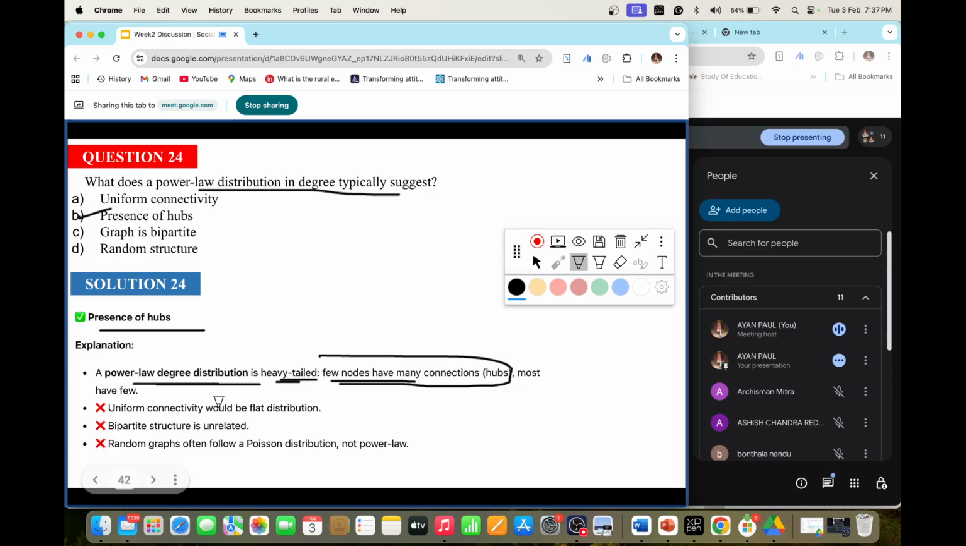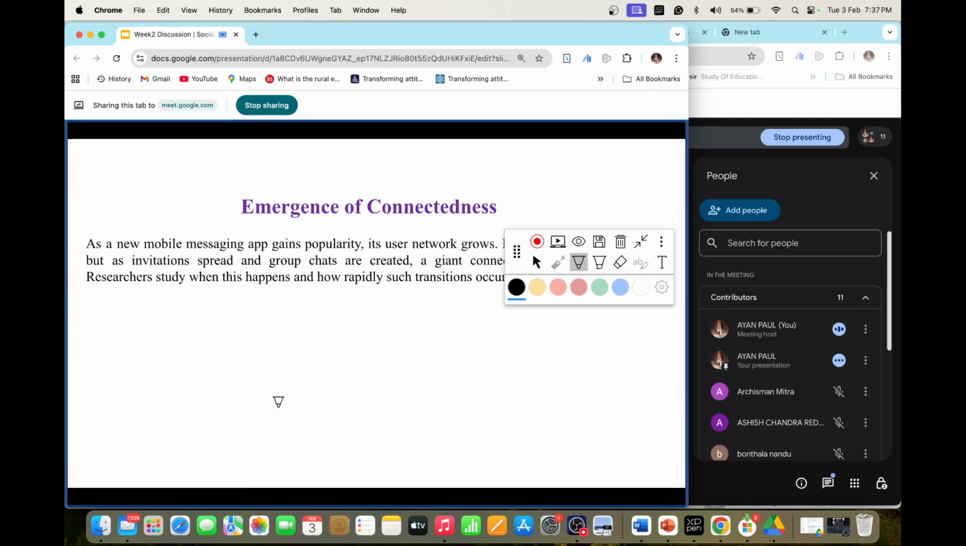Uniform connectivity would be a flat distribution, and bipartite structure is unrelated. Random graphs often follow a Poisson distribution, not a power law. So option B is the correct answer, that is, presence of hubs.